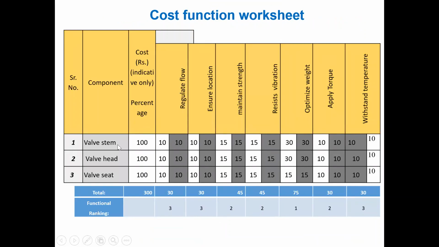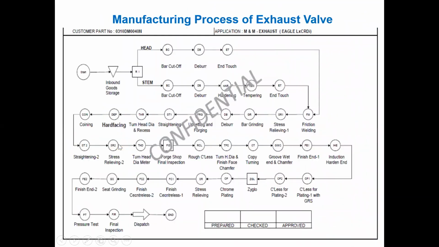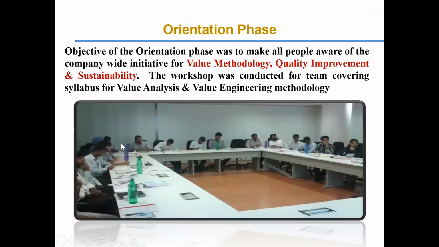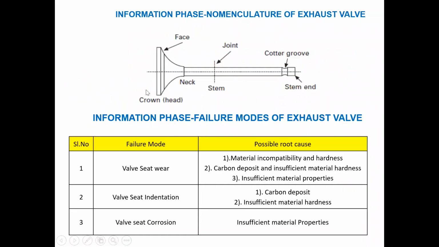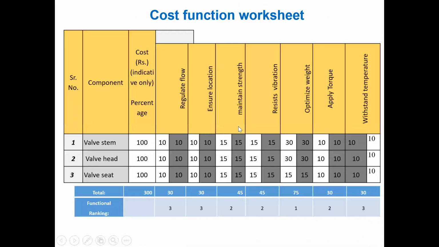Here, we have three components in an exhaust valve, or three divisions. One is the head, stem, and then the face, or the seat area. So here, I'm going to allocate 100% cost. You can also go with the function cost worksheet if you are not going with function cost worth analysis.